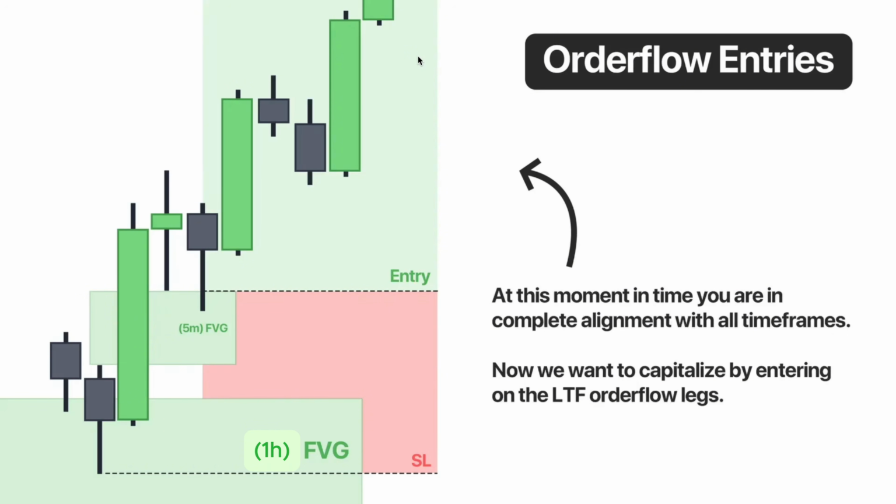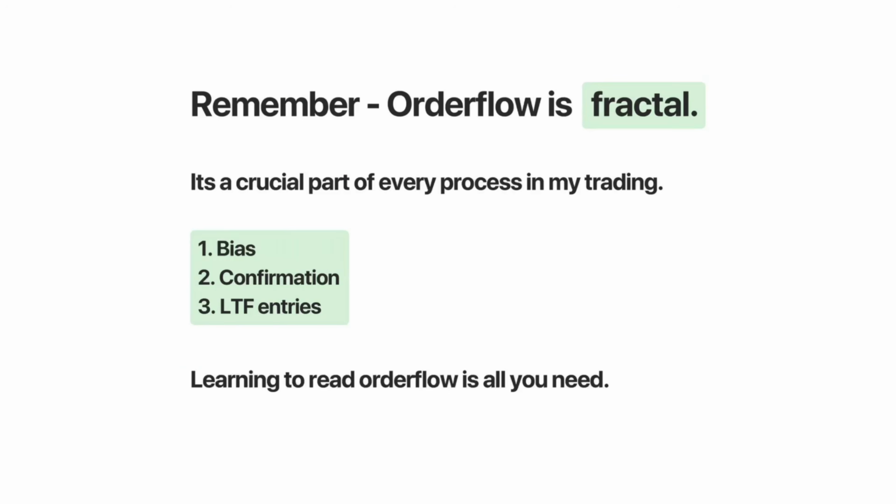So what we did from the daily into the 1 hour into the 5 minute is simply look for the same exact thing, the order flow leg. And this order flow is fractal. It's a crucial part of every process in my trading, from the bias to the confirmation to the lower time frame entries. If you can learn to read order flow, you can learn to read price. I promise it's all you need. So let's now dive into some real chart examples and take a look.